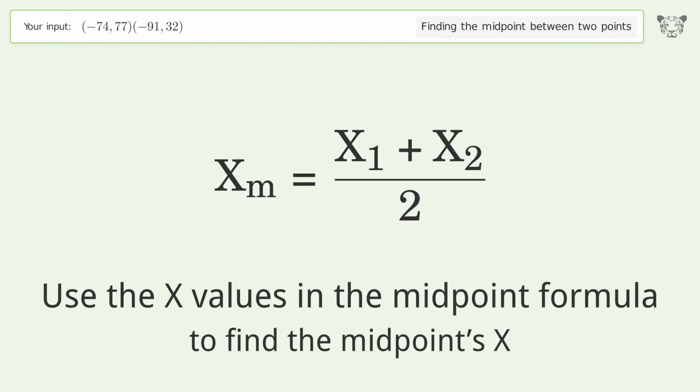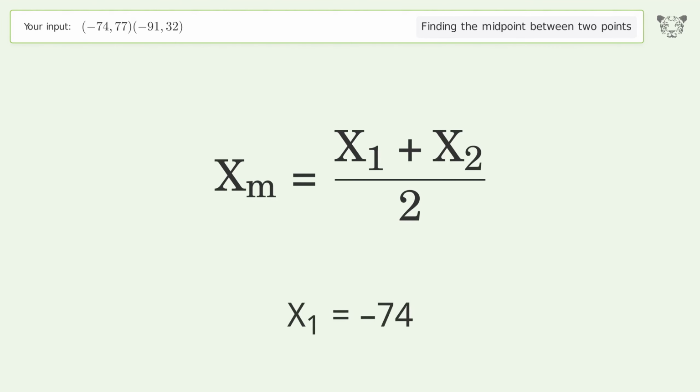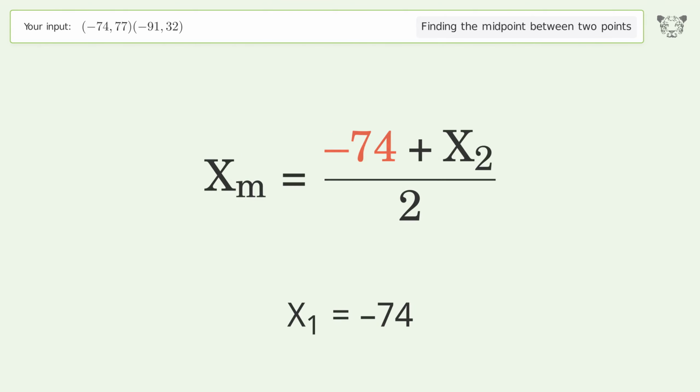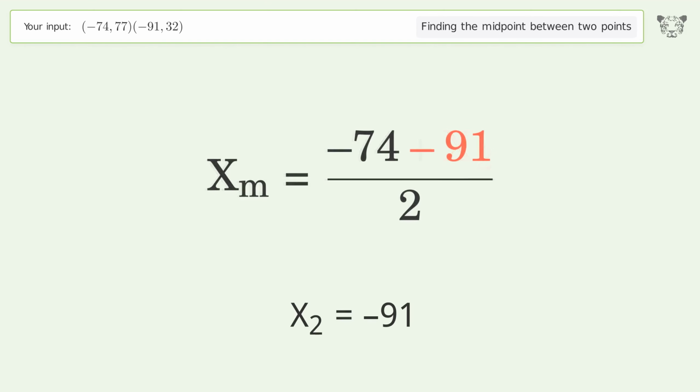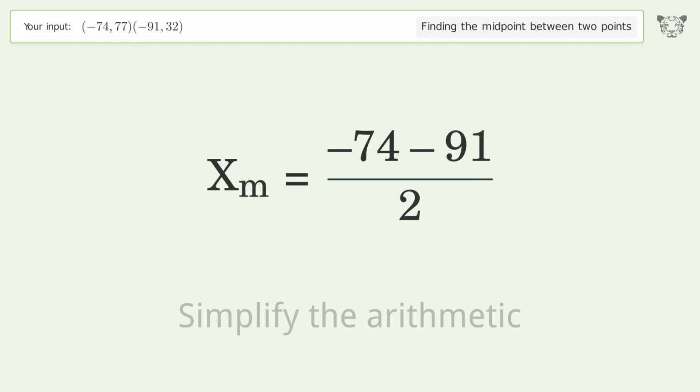Use the x values in the midpoint formula to find the midpoint's x. x1 equals negative 74. x2 equals negative 91. Simplify the arithmetic.